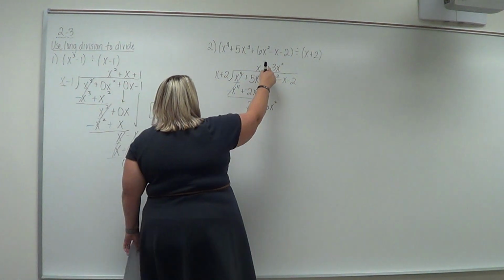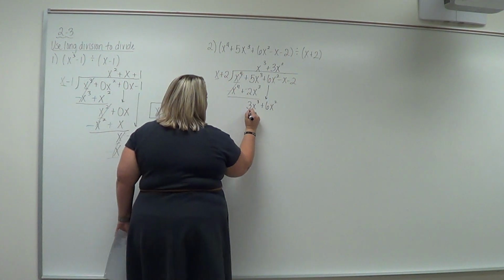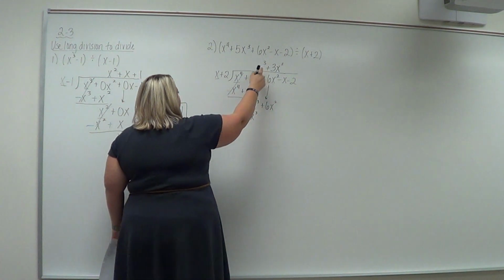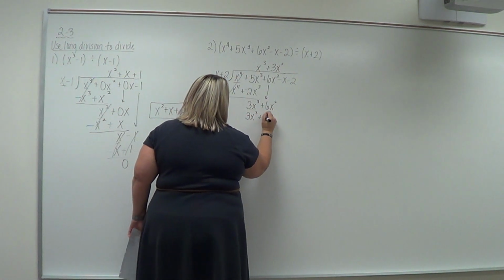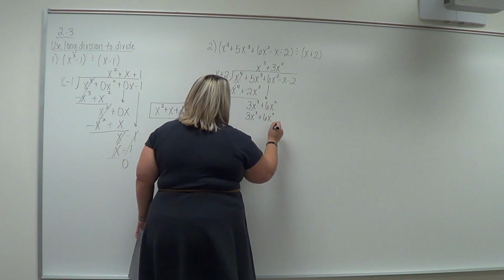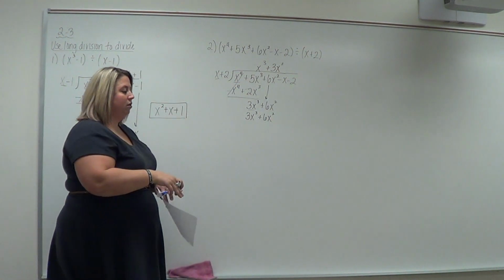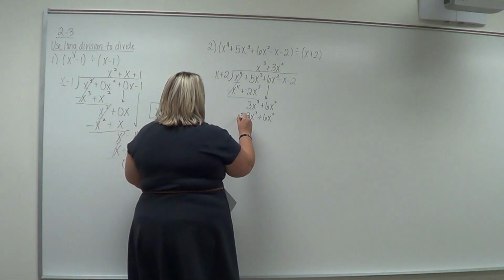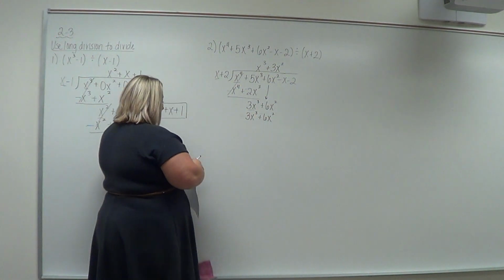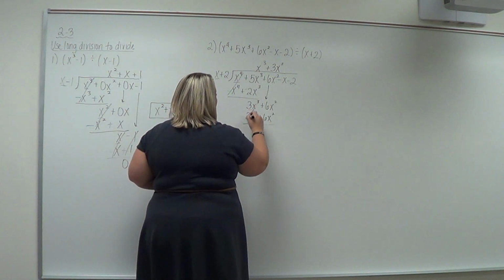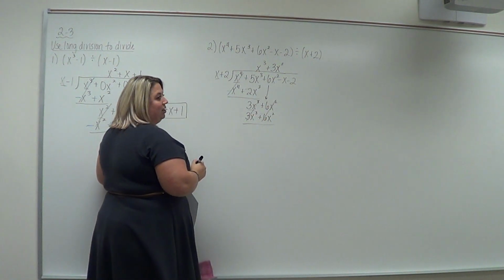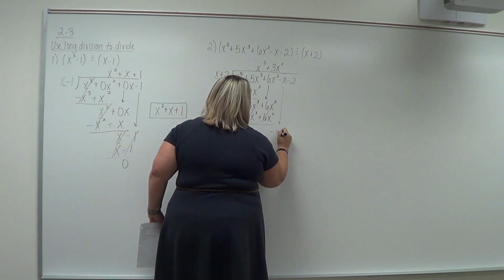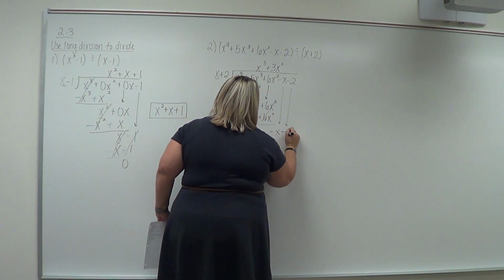Okay, so if I multiply 3x squared times x, 3x cubed, 3x squared times 2, 6x squared. Okay, now what happens when you subtract on this one? They both cancel. So if I'm canceling two things, how many things do I have to bring down now? 2. So now I bring down the minus x and the minus 2.